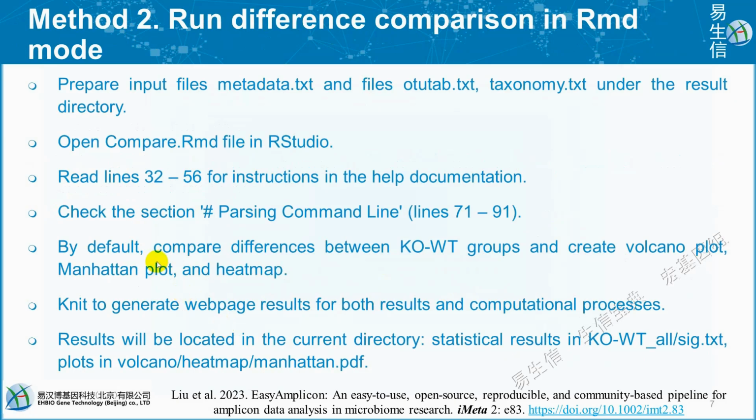As I told you earlier, there are several methods to draw this volcano plot and heat map, and we can use various methods. This method is used under RMD mode. We can open the compare RMD file, which is already present in the EasyAmplicon downloaded from GitHub, under the result directory with the name of compare RMD file. What we're going to do is copy this compare RMD file into our working directory EasyAmplicon, and then execute the code one by one to get volcano plot, Manhattan plot, and heat map. It also generates web page results for both the result and computational process.